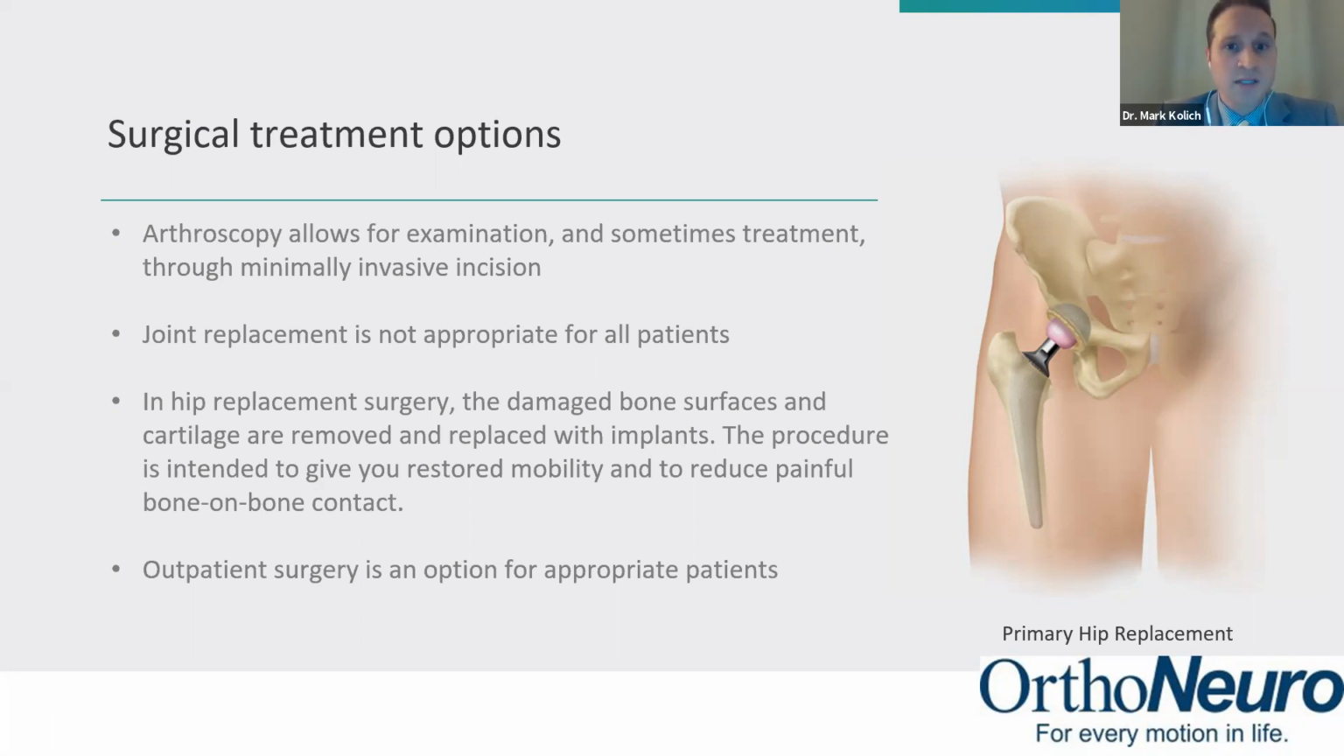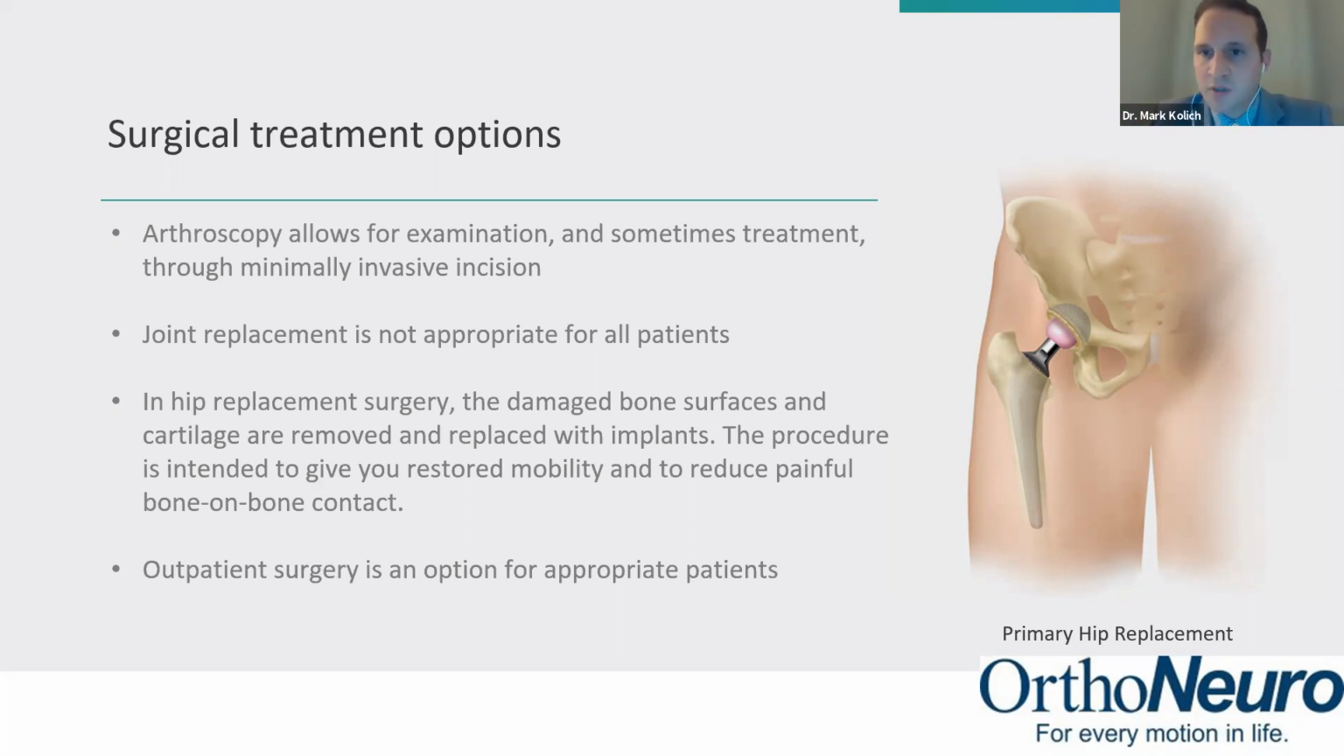Joint replacement is not for all patients overall, and there are certain candidates, and I'll talk about what would or would not exclude you from having the total hip for the most part, and most of it is optimization and trying to get patients in the best shape possible prior to undergoing an elective hip procedure. So in hip replacement surgery, the damaged bone surfaces and cartilage are removed and replaced with implants. So it's intended to give you restored mobility and reduce painful bone-on-bone contact.